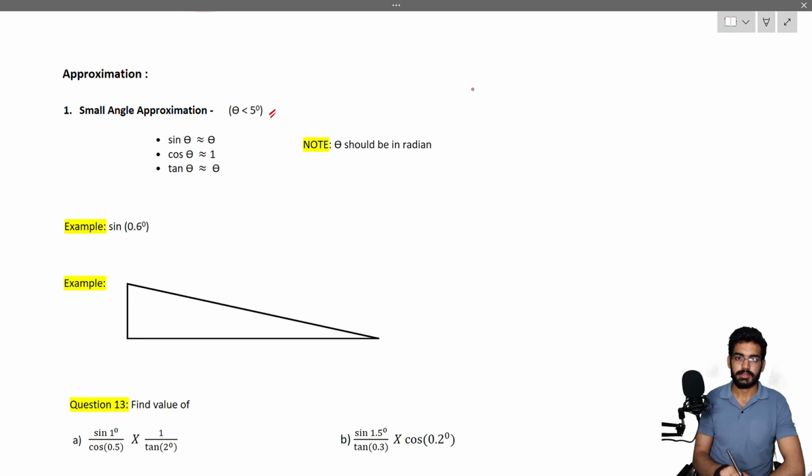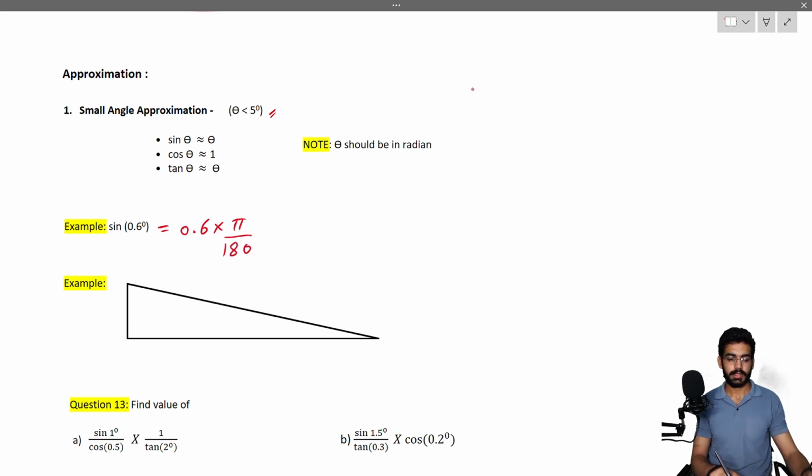Next we're going to see the example sine 0.6 degrees. So 0.6 degrees is less than 5 degrees, so we can use the small angle approximation. So sine theta is theta, 0.6. Now this is the mistake that you're going to make. This is in degrees, so you can't take it out in degrees, you have to convert into radians. So the factor of pi by 180 is going to come here. Understood? I hope you will remember this. This is a small mistake which students make, they directly take 0.6. You compared it with 5 degrees, but when you are taking it out, you multiply it with pi by 180.